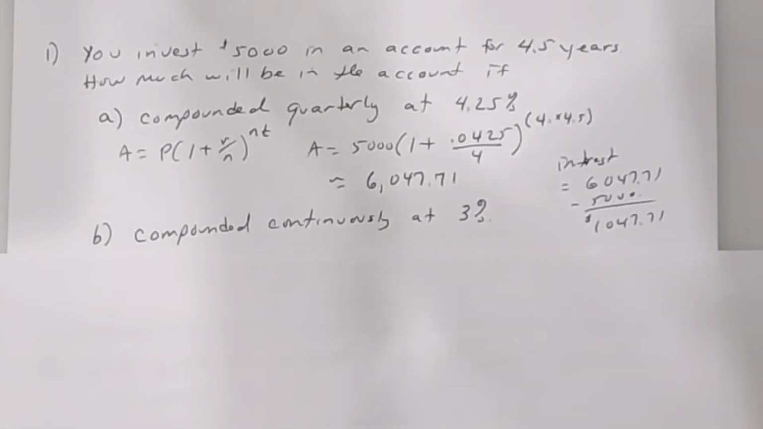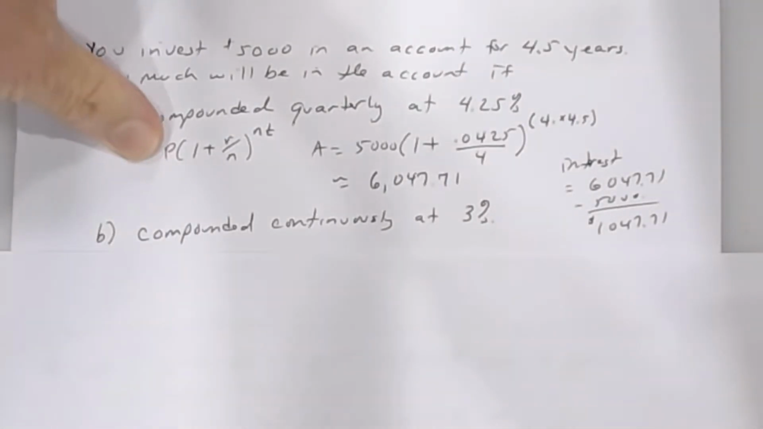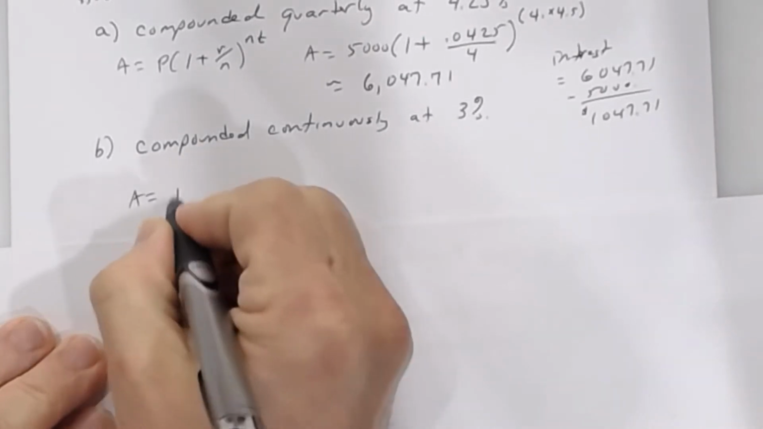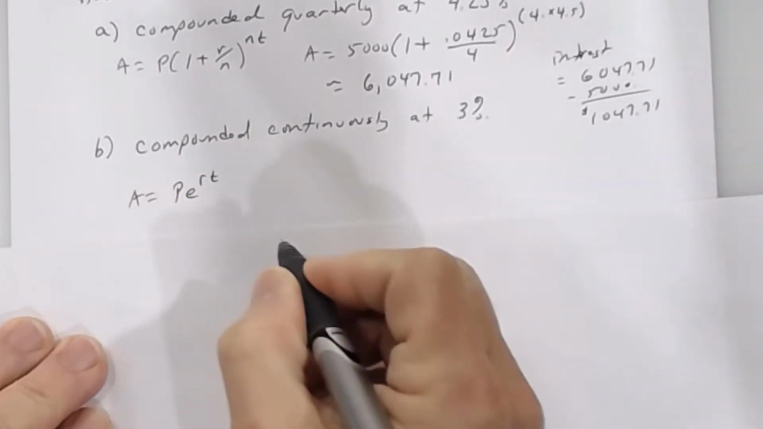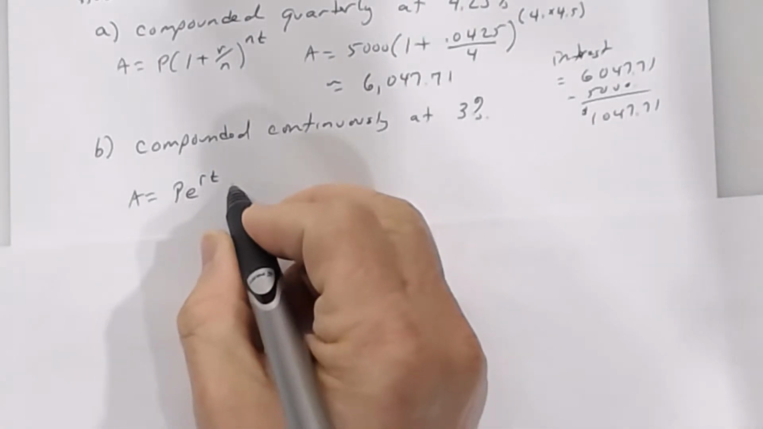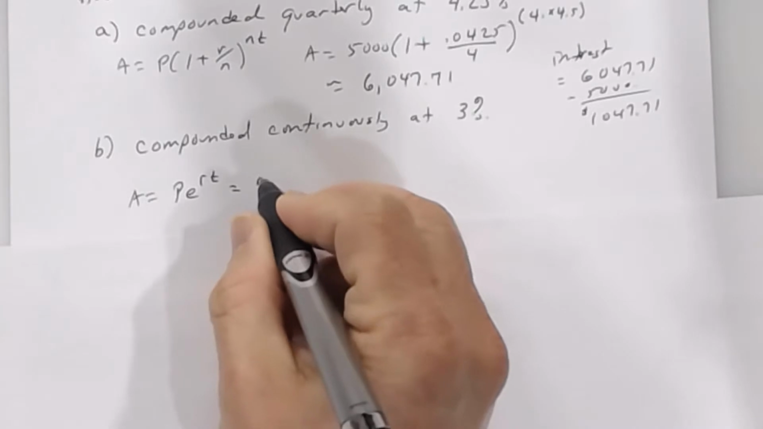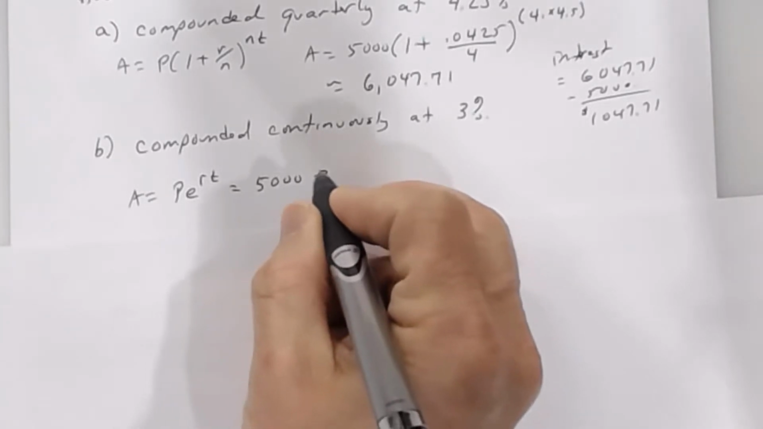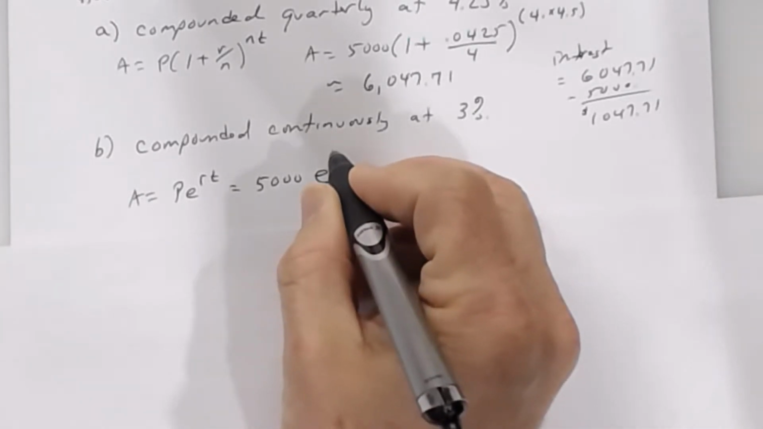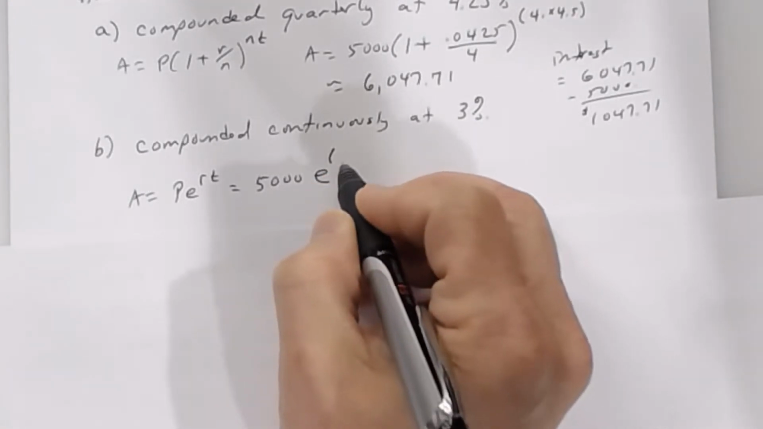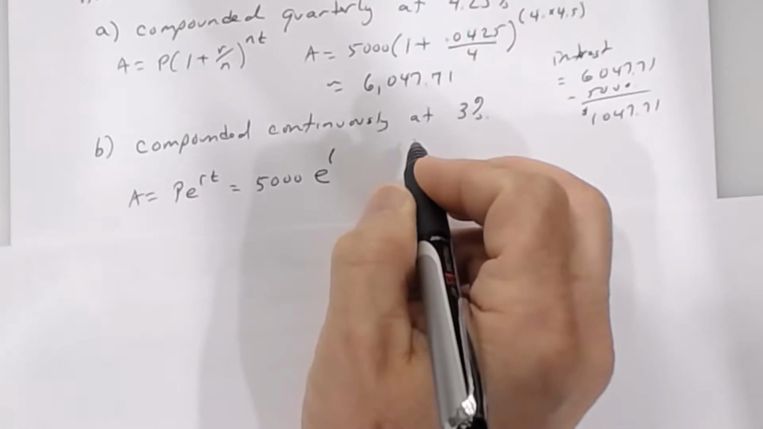Okay, compounded continuously. That's where you're going to use that PERT formula. So A equals P times E to the RT. And so what's the principal in this case? 5,000 times E. Now remember that the RT is your exponent, so put that in parentheses. What's your rate?